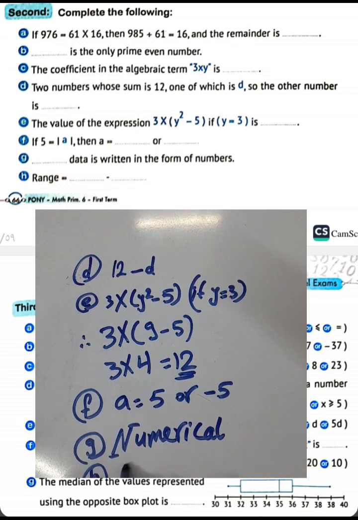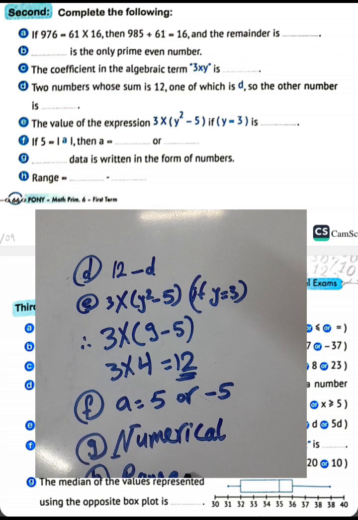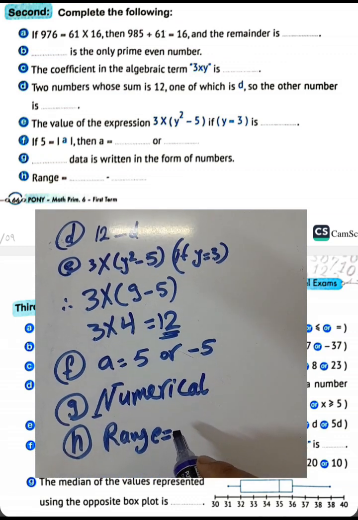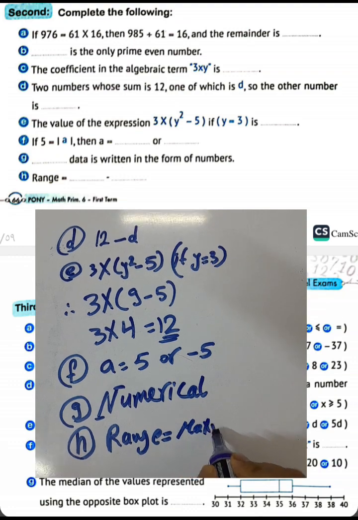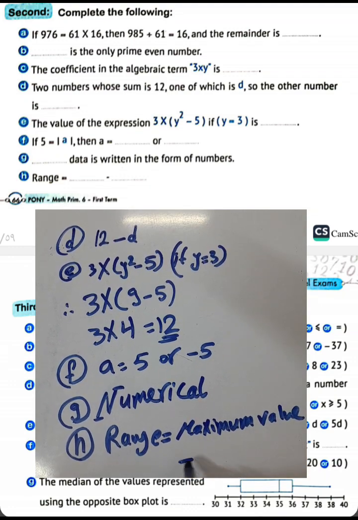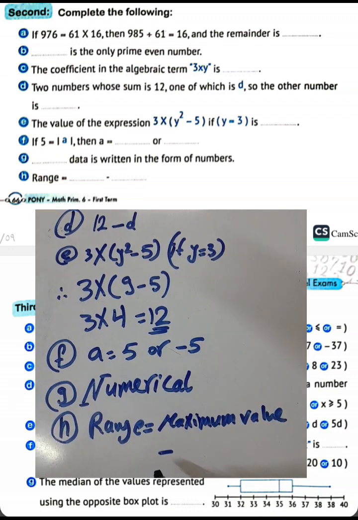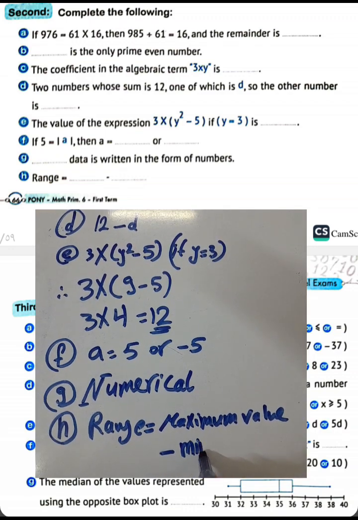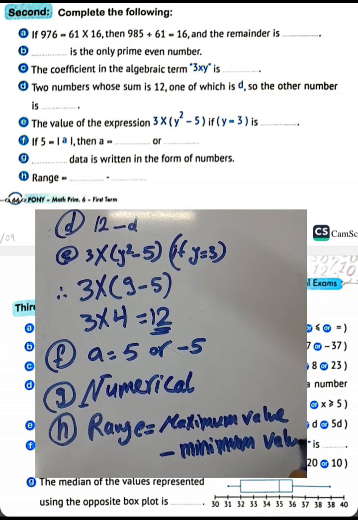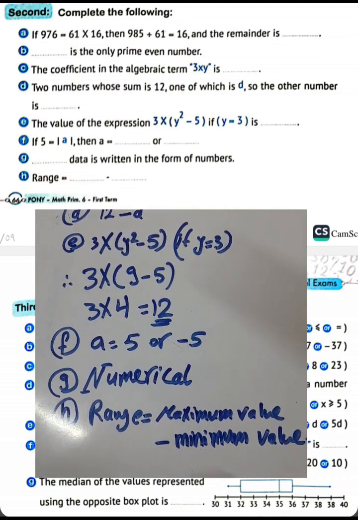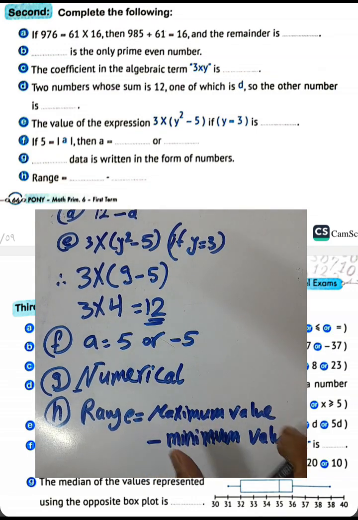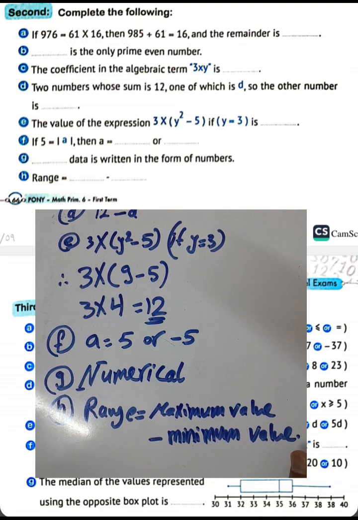Question letter H. The range equals the maximum value subtracted by the minimum value. It's the range: maximum value subtract minimum value, the difference here between the maximum value and the minimum value.